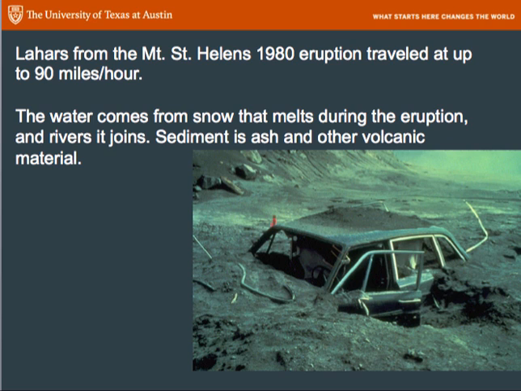Lahars from Mount St. Helens travel up to 90 miles an hour. The water in that kind of a landslide comes from snow that melts during the eruption and joins in with a river with a lot of sediment and ash and other volcanic materials. So a lahar is a very particular kind of debris flow.